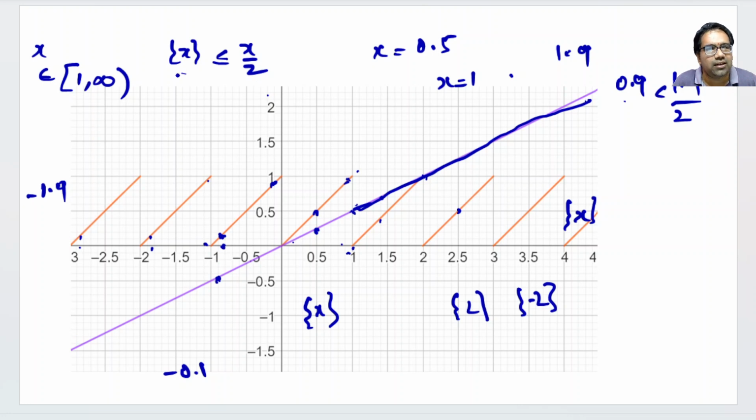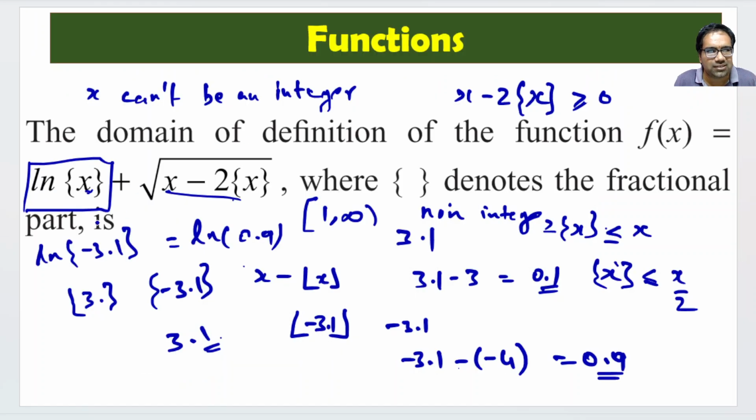So there is no way the fractional part of x is lesser than x by 2. As long as x is negative, x by 2 is also negative, and the fractional part of x is always positive, right? By definition, it cannot be negative. So when x is less than 0, the case itself is not possible. We are concerned only with x greater than 0, and that too when x is from 1 to infinity. So that's why negative numbers are already ruled out because of this.